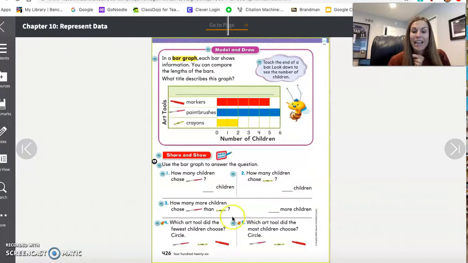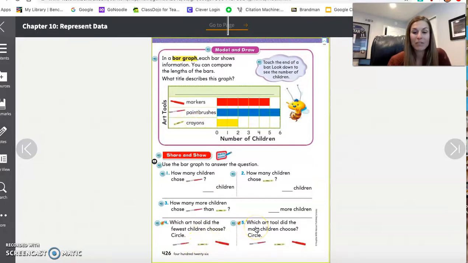Let's take a look at number 4 now. Which art tool did the fewest children choose? Now the bar graph makes this super easy to tell because I just look up at my bar graph and the smallest bar tells me the fewest children or the fewest number. So my smallest bar is right here, crayons. So you're going to go ahead and circle the crayons.